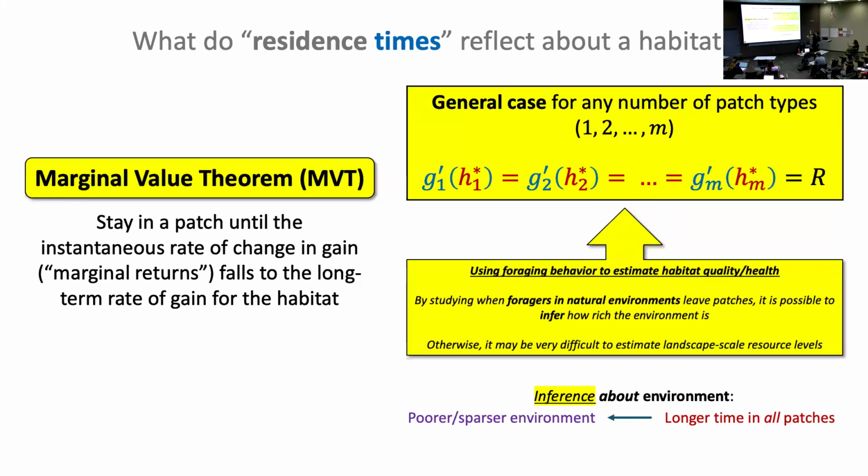And so the interesting thing is that we can also flip that around. Sometimes we would like to know, is this a rich environment? And it might be very difficult for us as ecologists to go out and measure how rich the environment is. But we can look at the behavior of different animals and then make inferences about what might be in common among those animals.